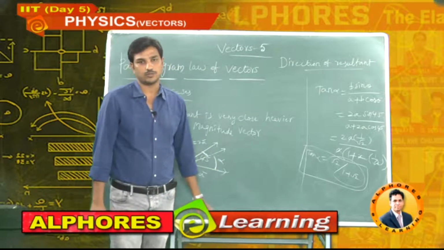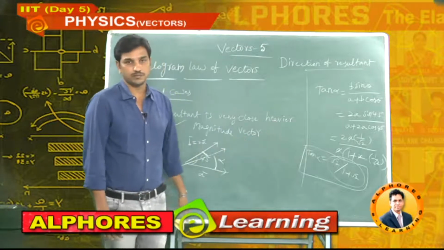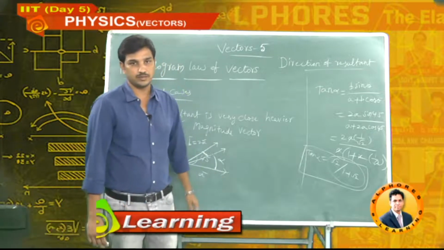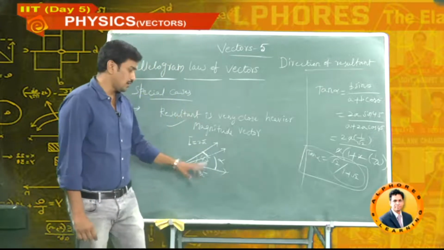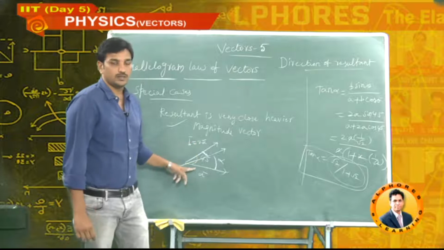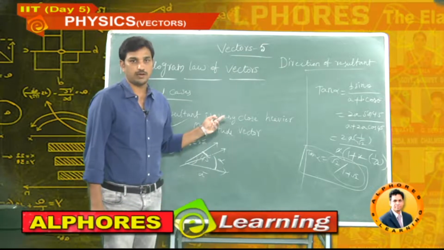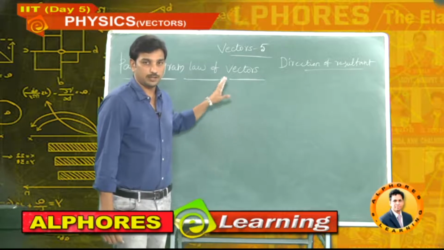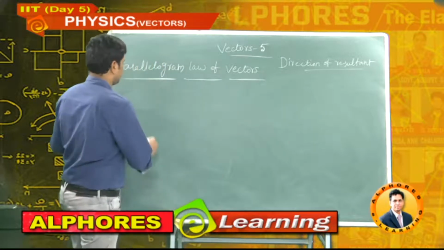Understood my point? So what I want to tell you is, if two vectors are equal, the resultant is always the bisecting line. If two vectors are of unequal magnitude, the resultant is close to the heavier magnitude vector. Here we will see some more examples depending on this parallelogram law of vectors.